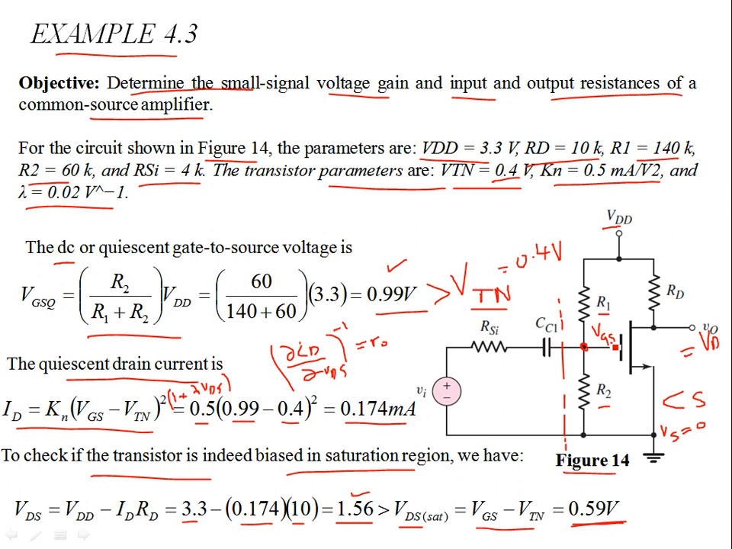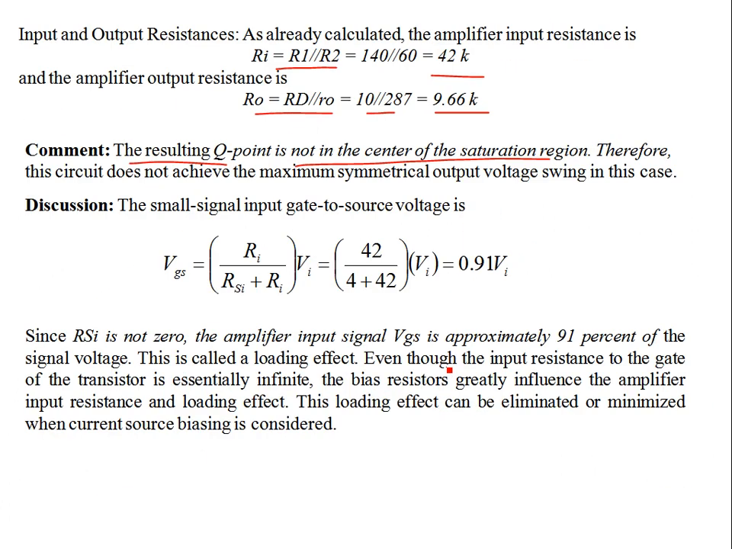You cannot go in the saturation close to the non-saturation or the cutoff region. So in order to do that, you have to ensure that R1 and R2 are such that VGS is set so that VDS and IDQ are somewhere in the middle of the load line. But in this problem, R1 and R2 were given. We didn't select those. So we are limited by whatever swing we are going to get. Therefore, the circuit does not achieve the maximum symmetrical output voltage swing in this case.